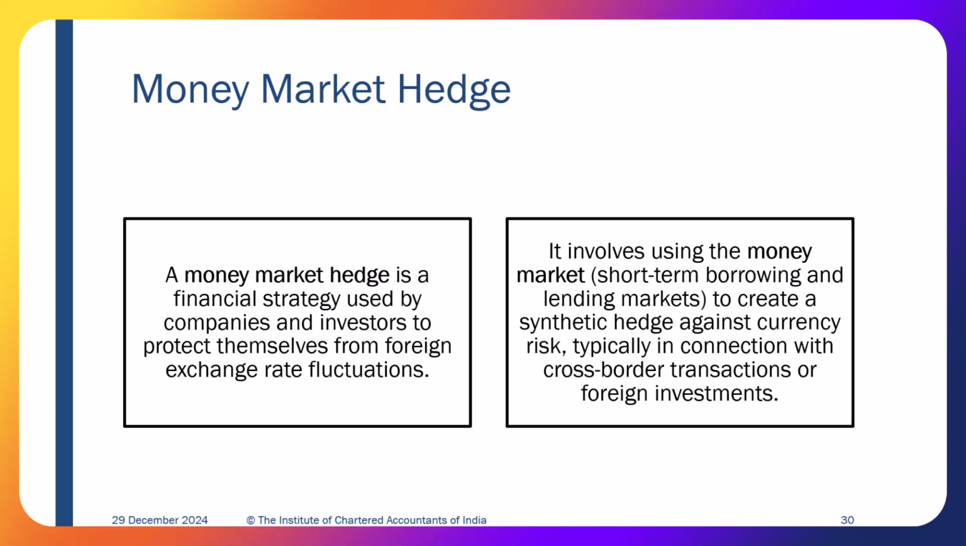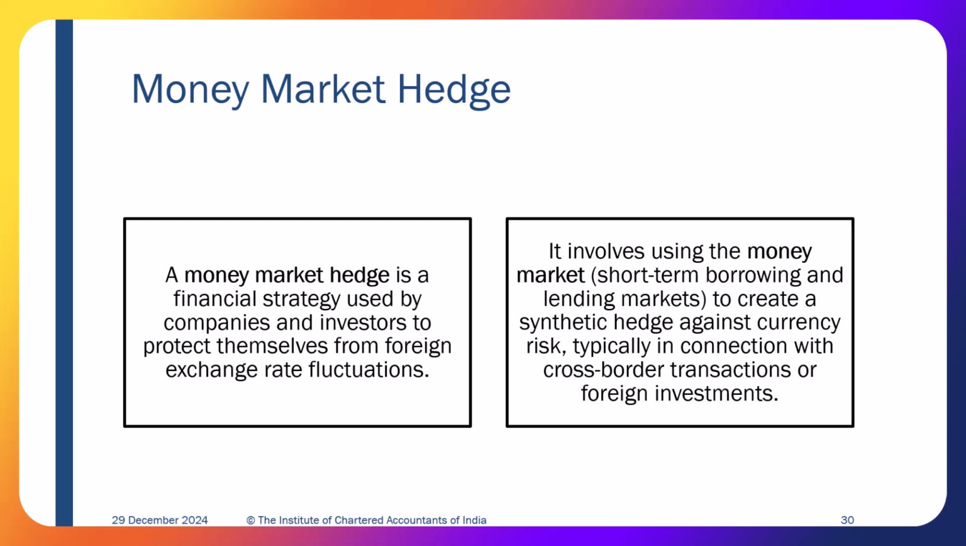Now, what does it involve? Just read it. It involves using the money market, the short-term borrowing and lending markets, to create a synthetic hedge against currency risk, typically in connection with cross-border transactions or foreign investments. Okay, so it is a synthetic hedge. You're not going to the bank to take a forward cover, neither going to the stock exchange for a futures contract, nor going for an options contract. You're creating a synthetic hedge.